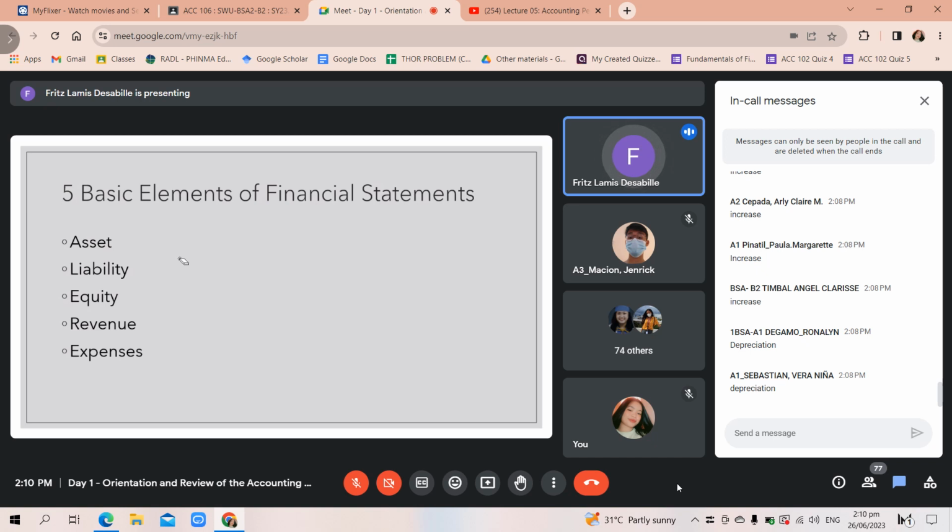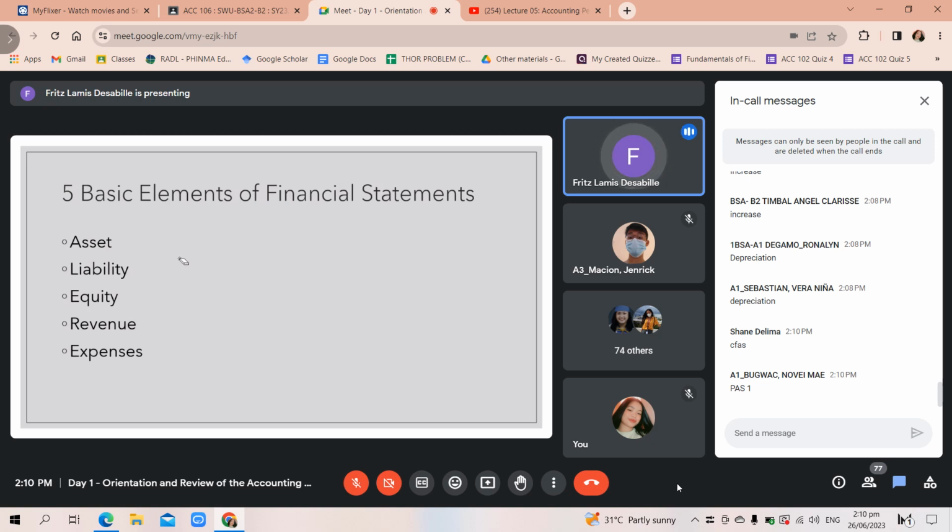Where are they defined, guys? These assets, liability, equity, revenue, expenses. Where are they defined? In your subject last semester, what is our basis for the definition of these 3 or 5? In the conceptual framework. First one is presentation. The definition of the basic elements is found in the conceptual framework.